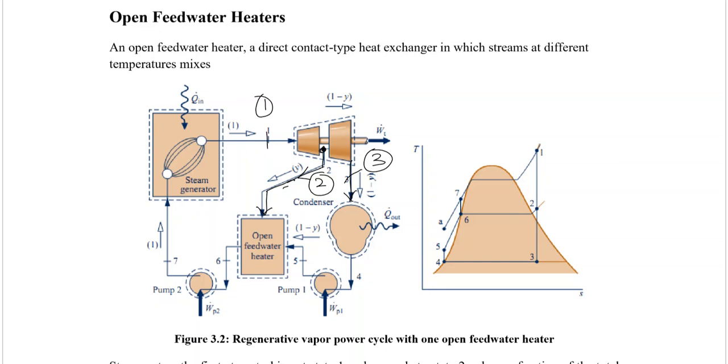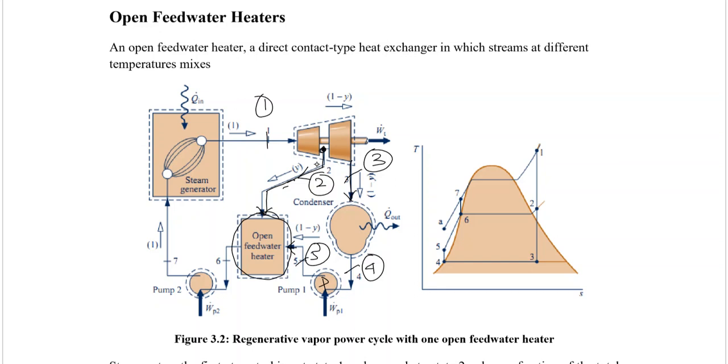Now the steam exiting at state number 3 is directed towards the condenser, and it is condensed from 3 to 4, and we have a condensed liquid or feed water at state number 4. Now this condensate is pumped from 4 to 5, and we have a pressurized feed water at state number 5. Now the steam coming from state 2 is mixed with the feed water coming from the exit of the pump in an open feed water heater.